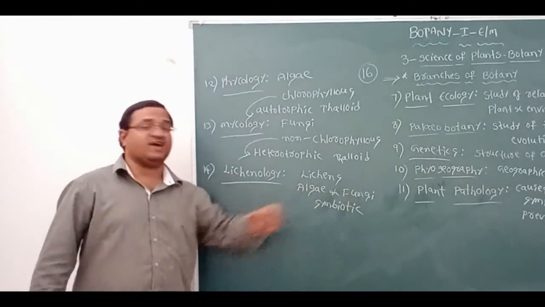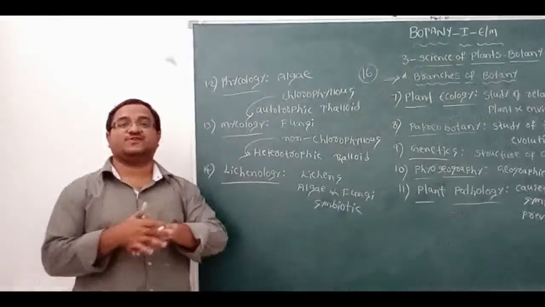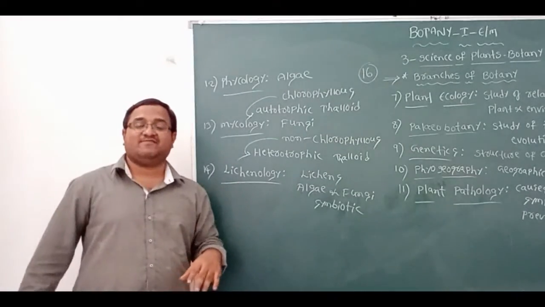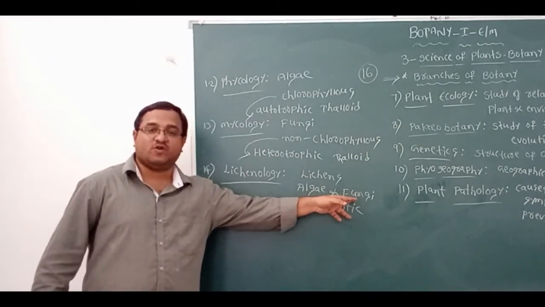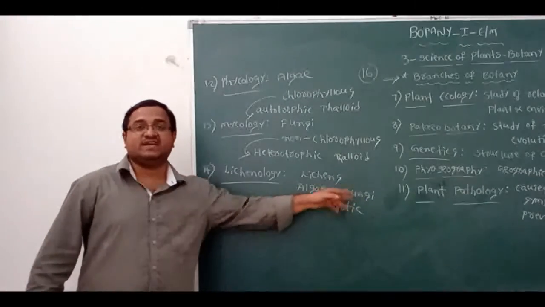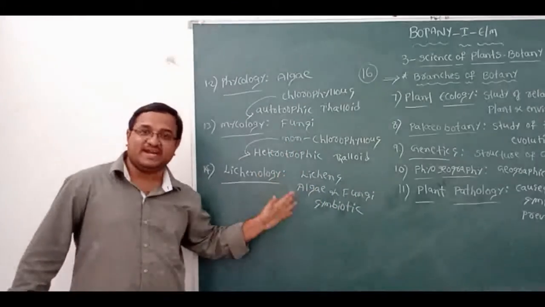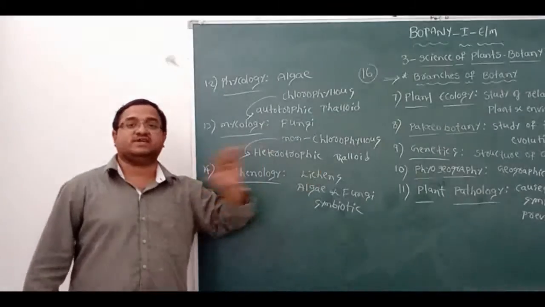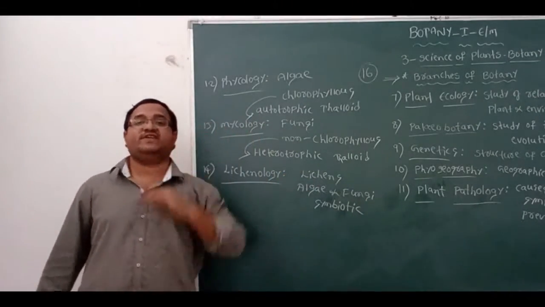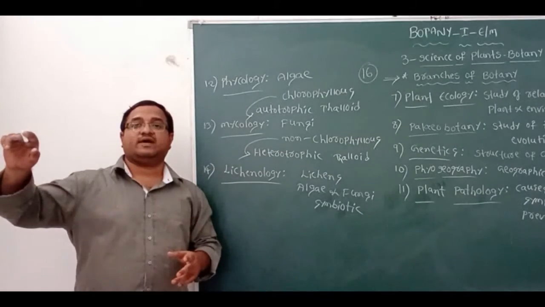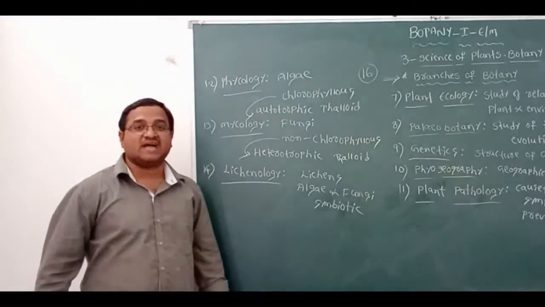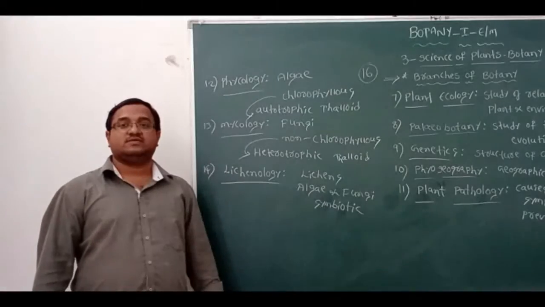But what is the benefit to the fungi? Fungi get food from the algae, because fungi is a heterotroph, it cannot prepare its own food. So fungi get food from the algae, and algae get water and minerals from the fungi. In this association, both are benefited. So that type of association is called symbiosis.